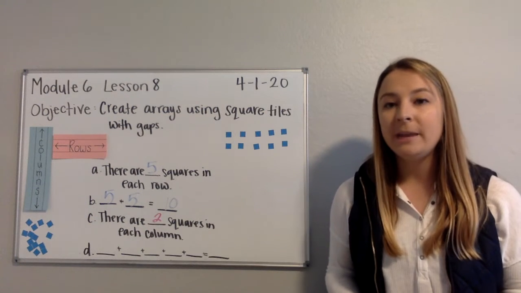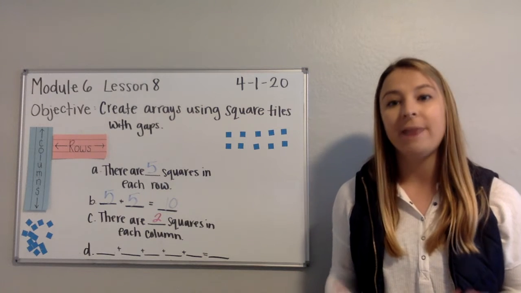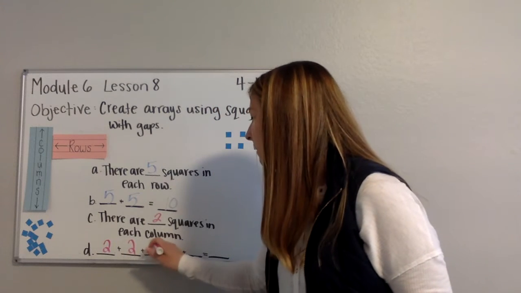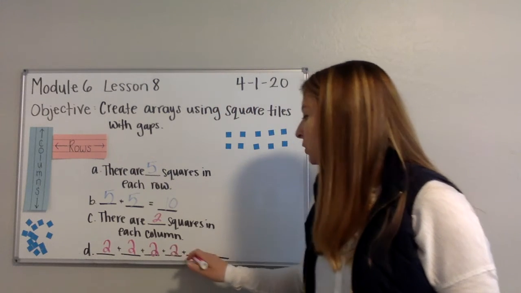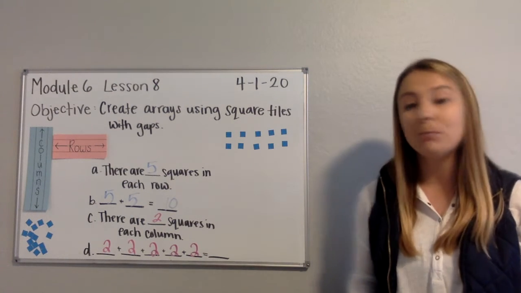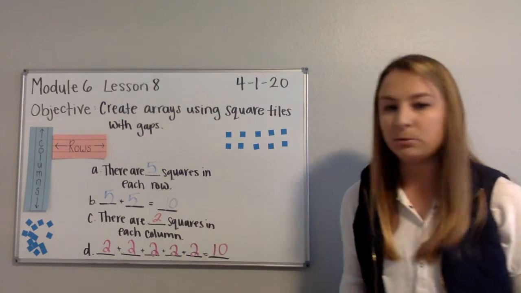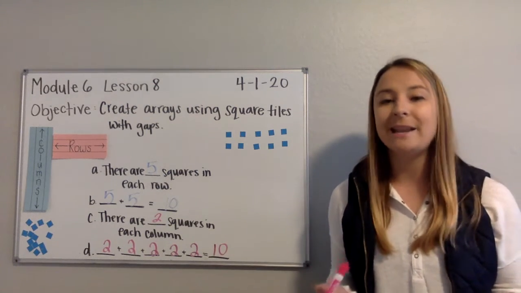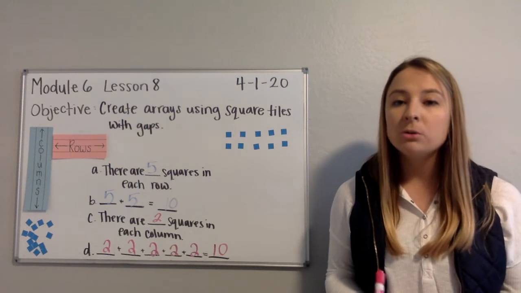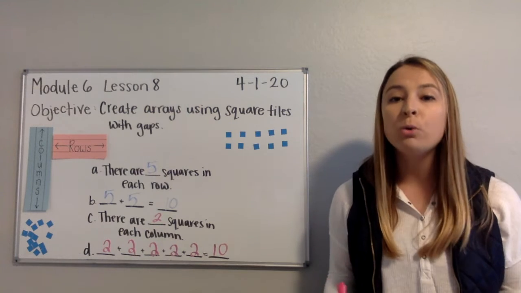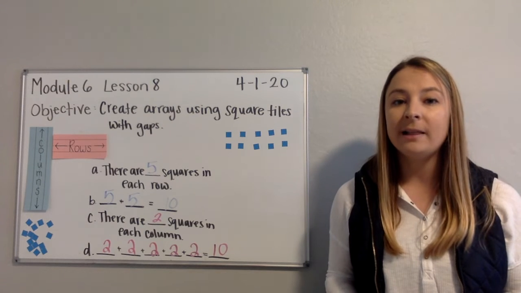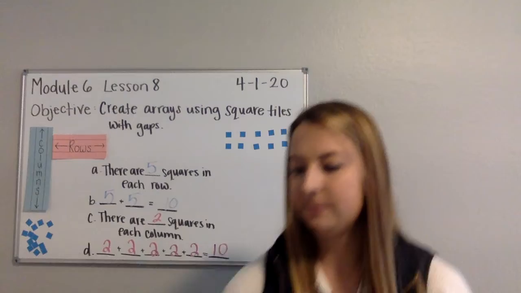And if I wanted to write a repeated addition sentence to find the total by looking at the columns, there's 2 in the first column, plus 2 in the second column, plus 2 in the third column, plus 2 in the fourth column, plus 2 in the fifth column, 2 plus 2 plus 2 plus 2 plus 2, for a total of 10 counters. Now I know this makes sense because I didn't change my array. I didn't add any counters or take any away. So whether I'm looking at the rows or I'm looking at the columns, I know that the total number of counters is going to stay the same. Go ahead and clear off your workspace as I clear off mine, and we'll get ready for our word problem.